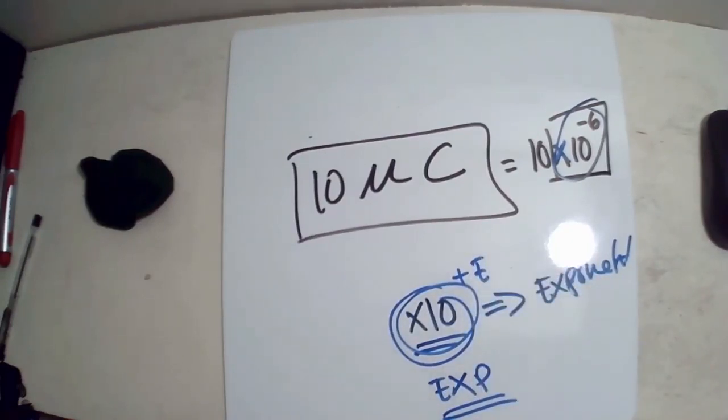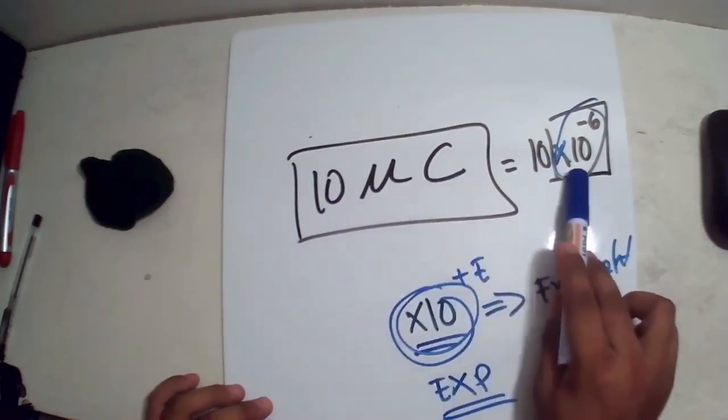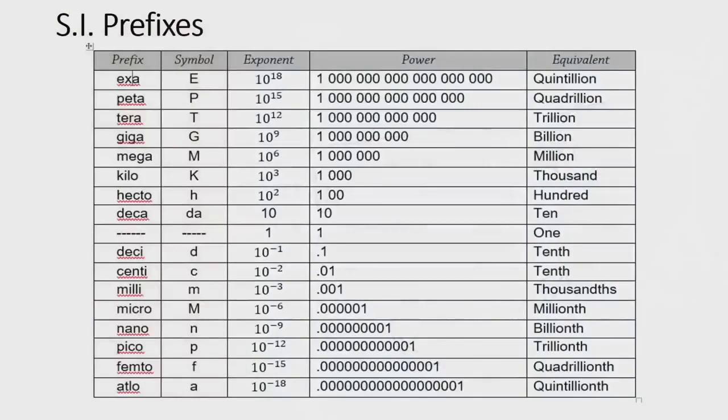Now, 10 microcoulomb can be written as 10 times 10 raised to negative 6, since the value of micro here is 10 raised to negative 6. So if we integrate that into a number, we will just add times 10 raised to that exponent.